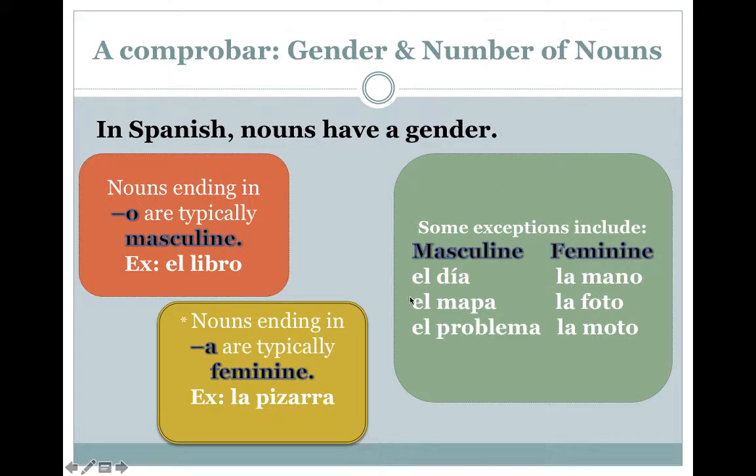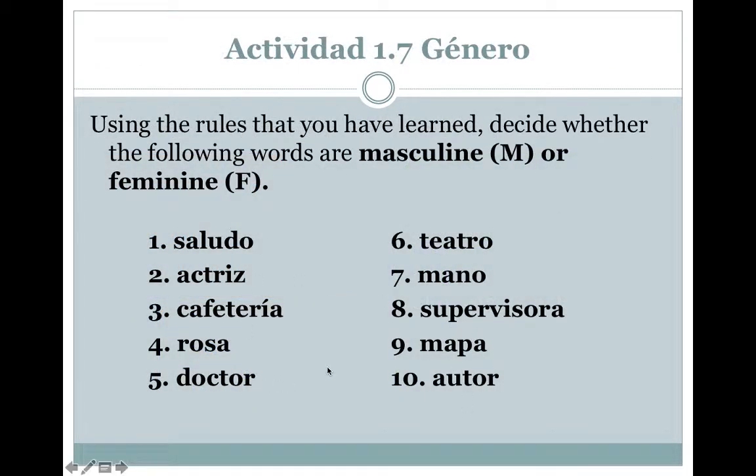So el dia, el mapa, el problema, la mano, la foto. Which are a little bit weird. You just have to memorize these. Okay, let's try a few of these out. Saludo, a greeting. Would it be el saludo or la saludo? Hopefully you're telling me, well, Mr. Harrison, this ends in an O, so it's going to be el saludo.